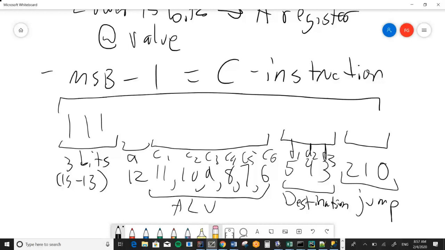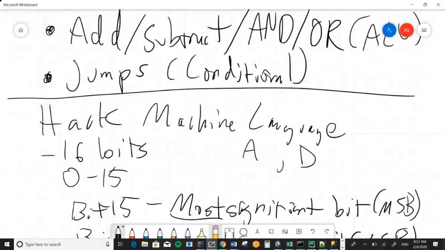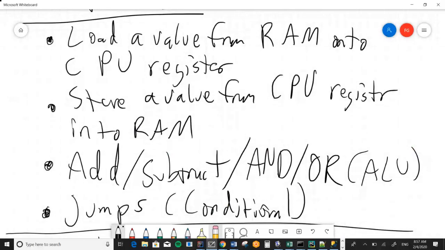And at this point, we have seen the entire machine language for this CPU. This is literally everything it does. And what I want you to notice is how I have fulfilled the promise given up here. Thanks to our destination bits, we can load a value from RAM onto the CPU or store a value from the CPU into RAM. To be fair, I kind of glossed over something here, which is you can move values between registers as well. Add, subtract, and, or, it's the ALU, and you can jump, and the jumps can be conditional.